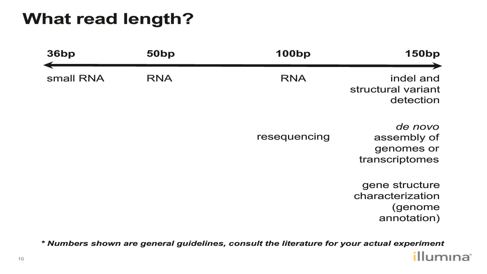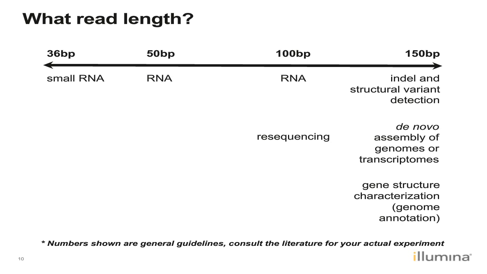Once you start going into your RNA-Seq, like other RNA type experiments, usually your range is going to be between 50 and 100 base pairs. You really don't expect to go much higher than that. Once you hit the 100 base pair mark, we can also apply this length to resequencing experiments. This is a good length to start these types of experiments.